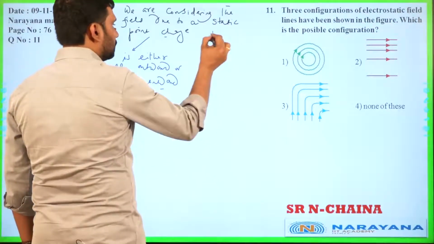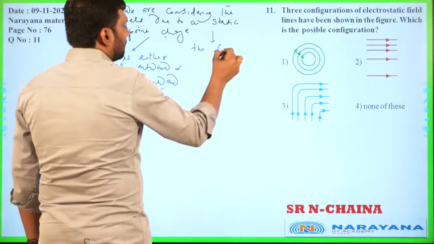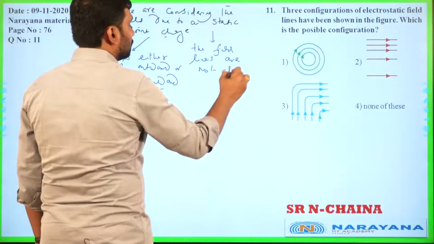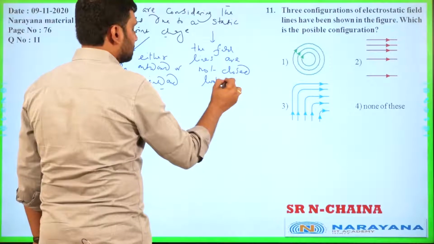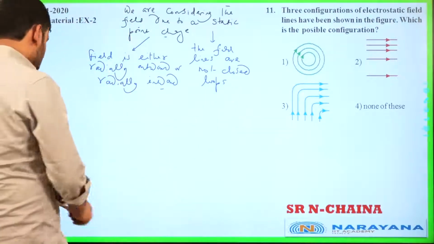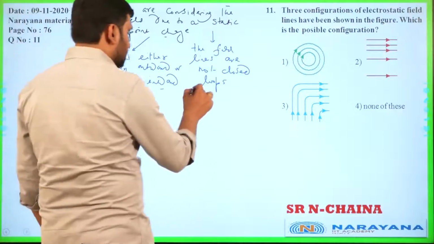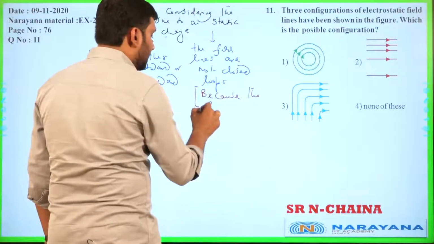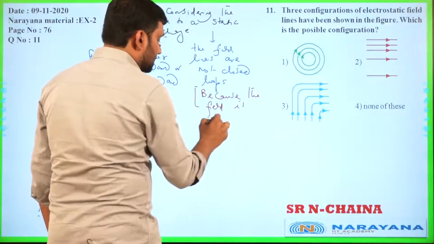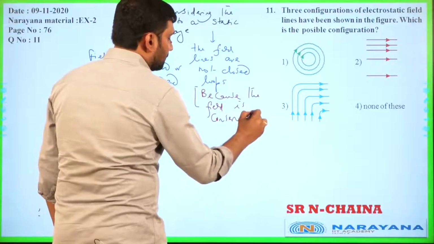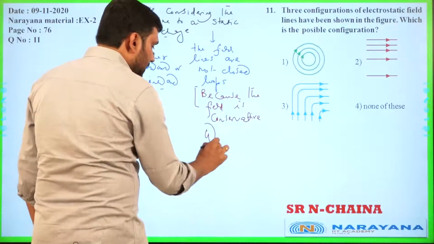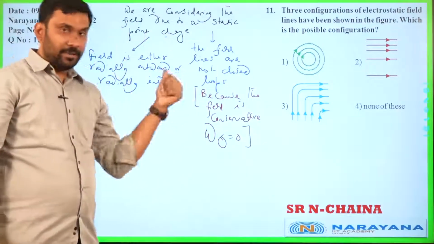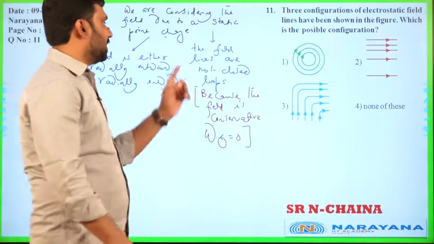Point number 2, the field lines are not closed loops. Why are they not closed loops? Because there is a great reason behind it: the field is conservative. That means work done in a round trip must be equal to 0. If the field line is a loop, it cannot be 0, right? Fine. That is point number 2.